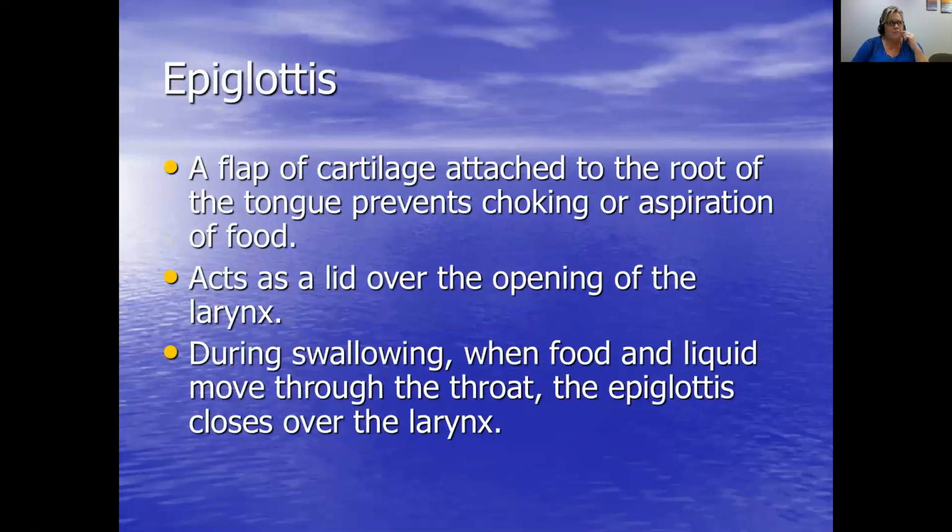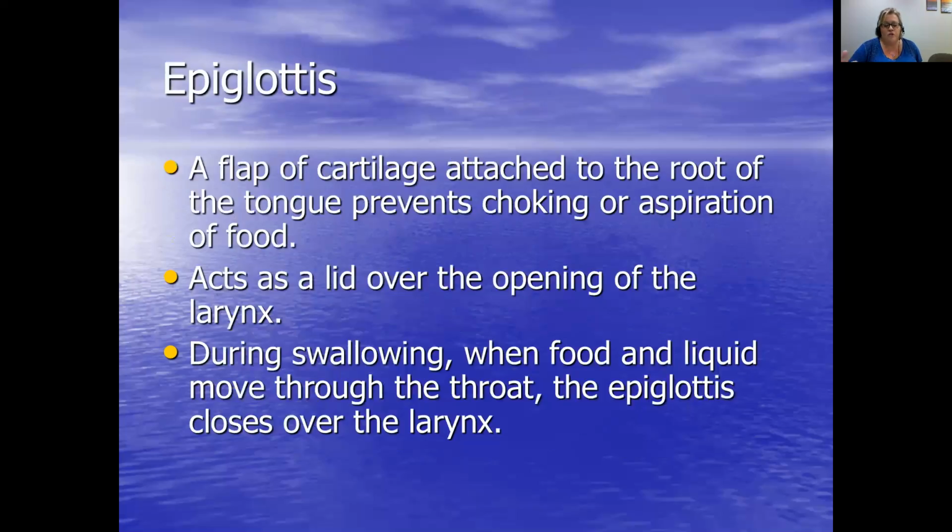The epiglottis is number 11 on the diagram, and the epiglottis is a flap of cartilage attached to the root, or the very, very back portion of the tongue, and that prevents choking or aspiration of food. We talked about this a little bit in digestion, the same concept. When you're swallowing food, the epiglottis acts as a lid over the opening of the larynx, so the food goes down the esophagus and not the larynx.